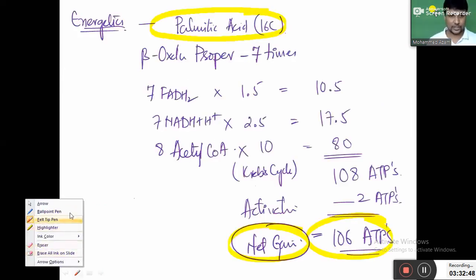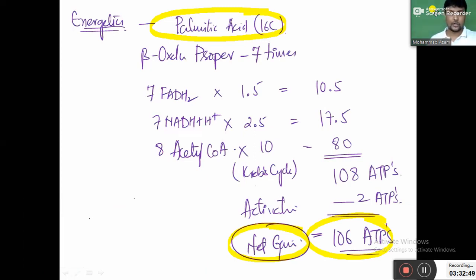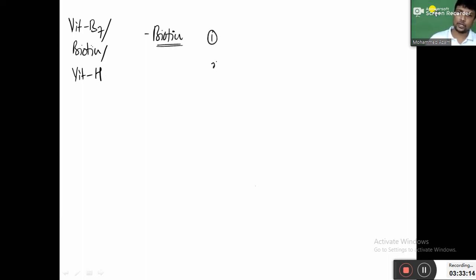The next one that we are going to learn right now is vitamin B7. Another name of vitamin B7 is biotin, and another name is vitamin H. The coenzyme is not changing its name or form; it will be in the form of biotin only. And biotin is required for three enzymes, and my students are already experts.